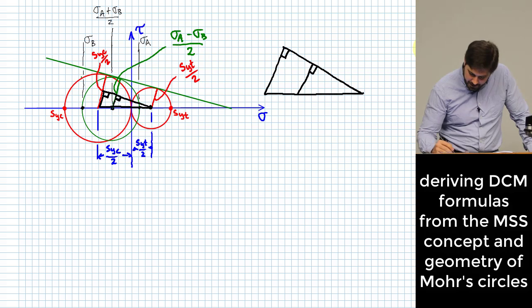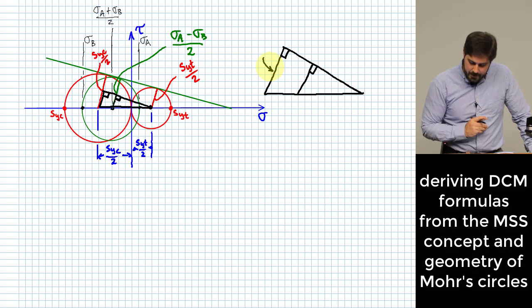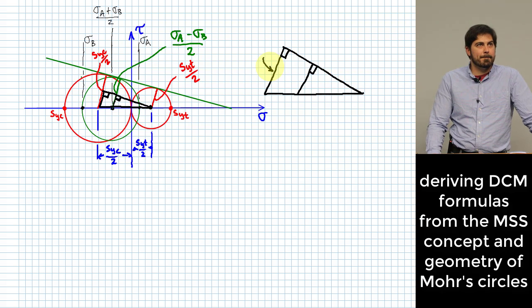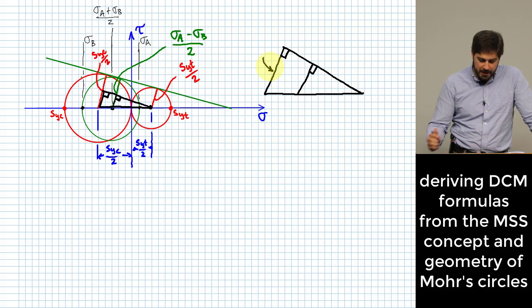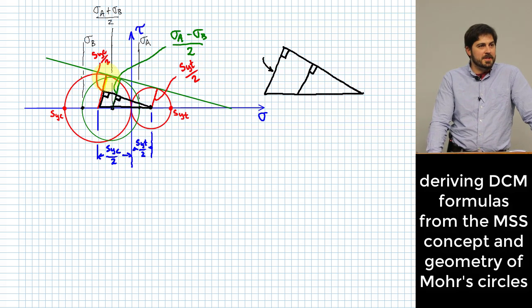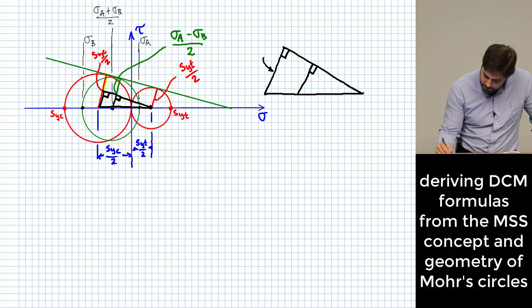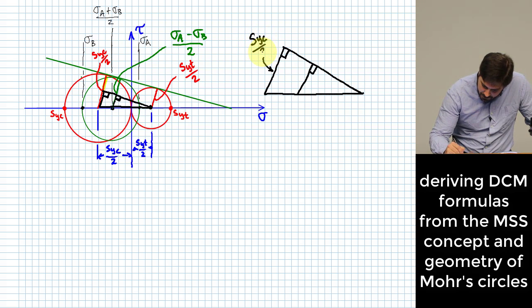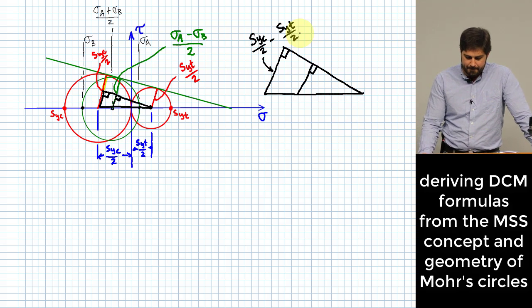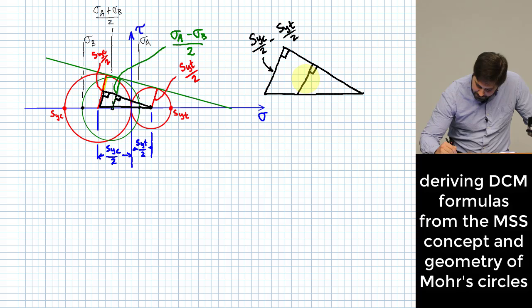Let's start with this one right here. Okay, this side right here is how long? Okay, close. It's S sub yc over 2 minus S sub yt over 2 because we had this little length right here that we subtracted off by having these parallel lines. Right? So that would be S sub yc over 2 minus S sub yt over 2. Okay? What about this little piece right here?